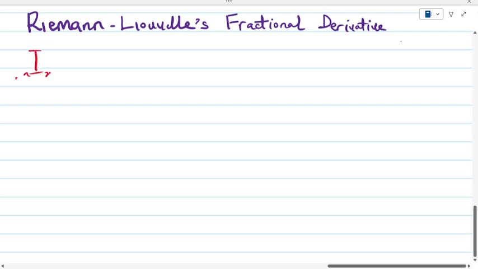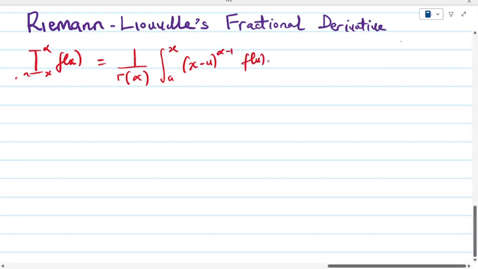We have our Riemann-Liouville integral from a to x of order alpha of f of x to be 1 over gamma alpha, integral from a to x of (x minus u) to the power alpha minus 1, f of u du. So this is our Riemann-Liouville fractional integral.